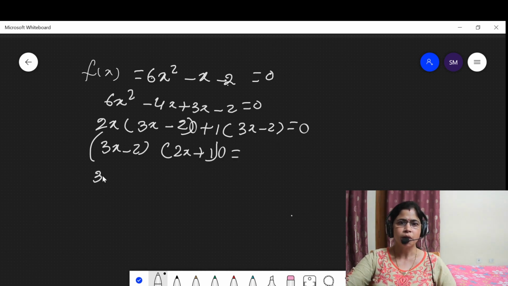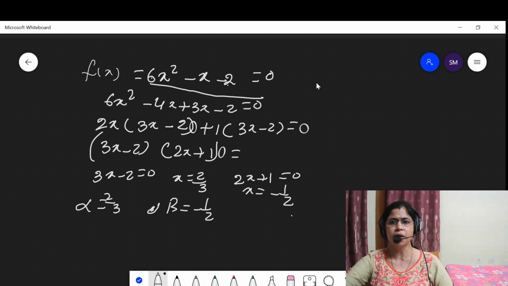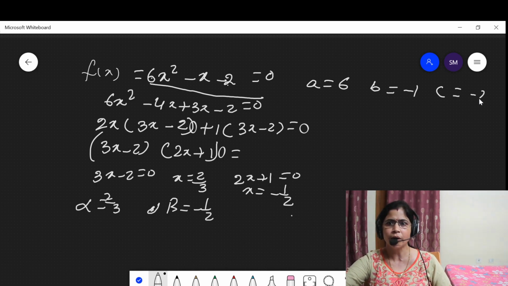This shows that 3x minus 2 is 0, x is equal to 2 by 3, one zero. And another zero, 2x plus 1 is equal to 0, x equal to minus 1 upon 2. Then here alpha is equal to 2 by 3 and beta is equal to minus 1 upon 2. If we generalize the quadratic equation, here a is equal to 6, b is equal to minus 1 and c is equal to minus 2.